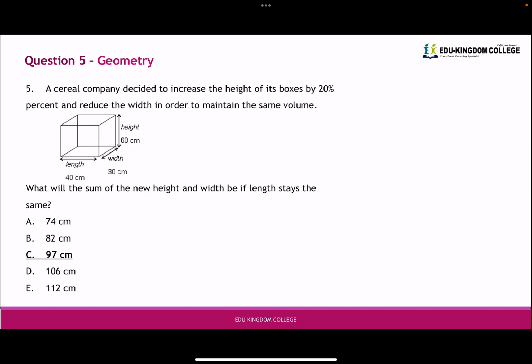Now, a cereal company decides to increase the height of a box by 20% and then reduce the width in a way that we're able to keep the same volume. So let's calculate the volume first. So 6 times 3 times 4, and then times 10 times 10 times 10. I'm going to do this the quick way instead of trying to multiply 2-digit numbers together. So that's 24 times 3 gives you 72,000. So just add 3 zeros if you're multiplying by 10 3 times. So the volume is 72,000 cubed.